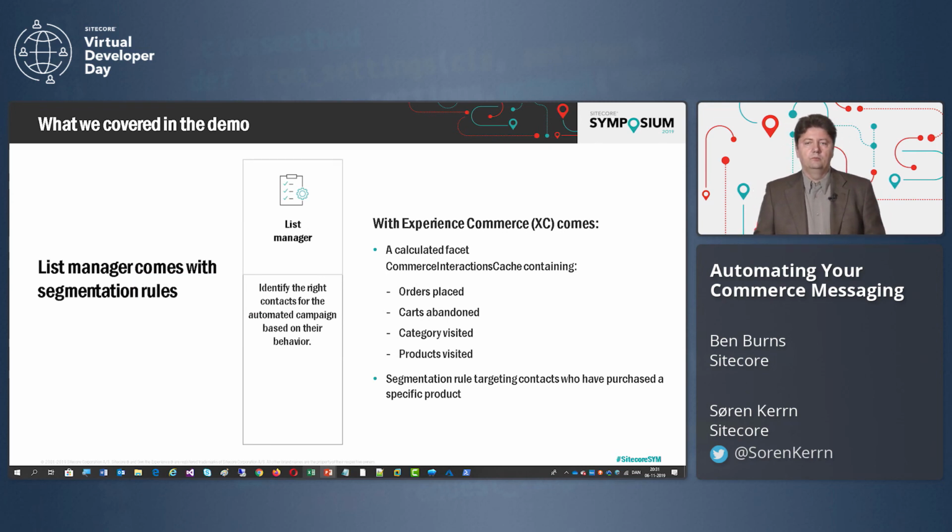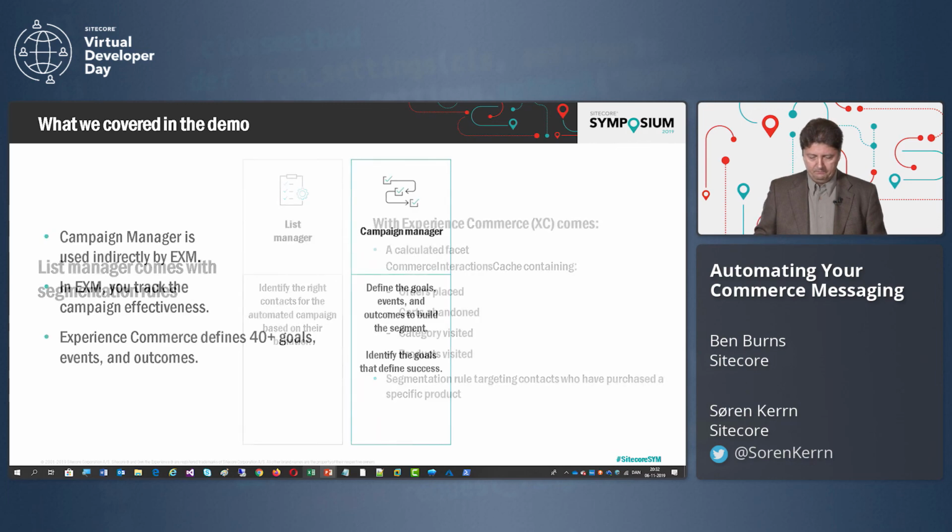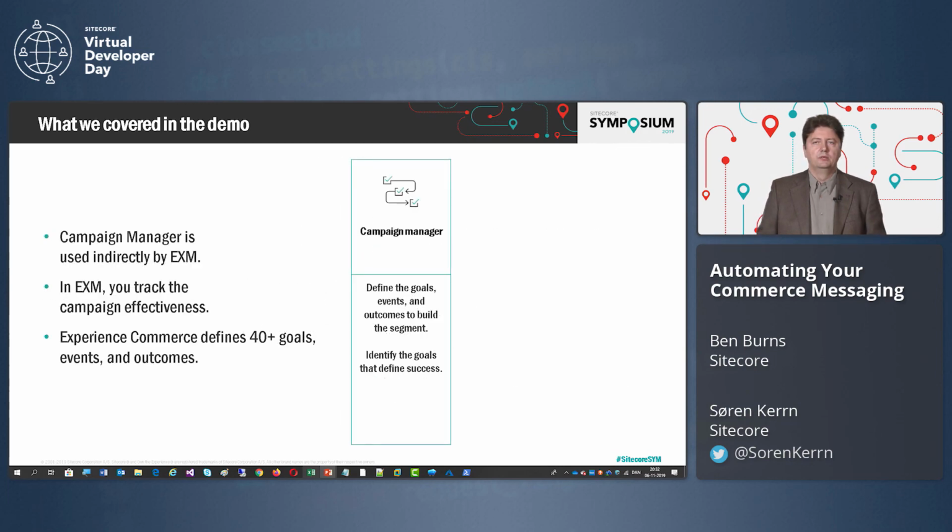For List Manager, we have the calculated facet commerce interactions cache containing the history of orders placed, the carts that have been abandoned, the categories visited, and the products that have been visited. And then we have, for now, a single rule that targets contacts who have purchased a specific product, and more will come. In terms of Campaign Manager, we didn't really open the application or go into it because Campaign Manager is used indirectly by EXM to track the effectiveness of the campaign. And in terms of goals and events, we already have more than 40 defined by commerce, so we don't need to create additional goals for this.